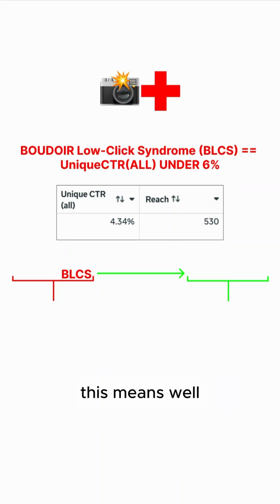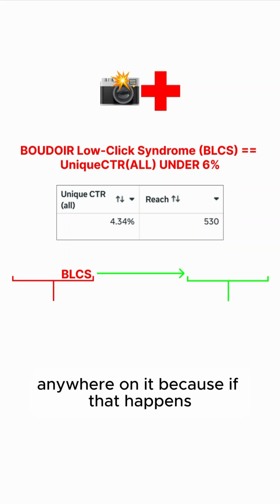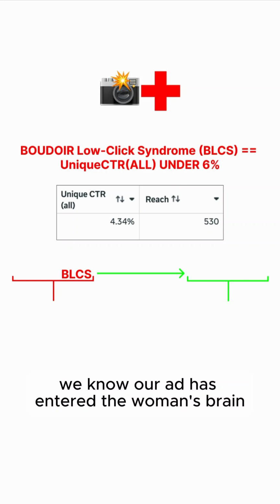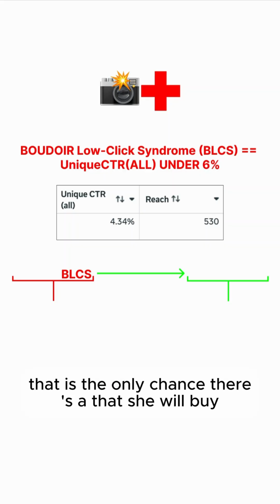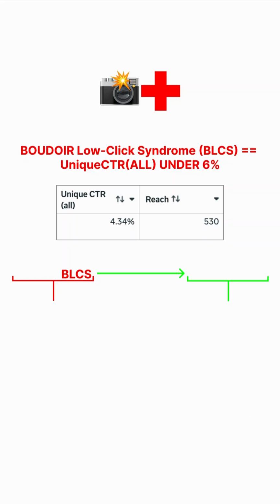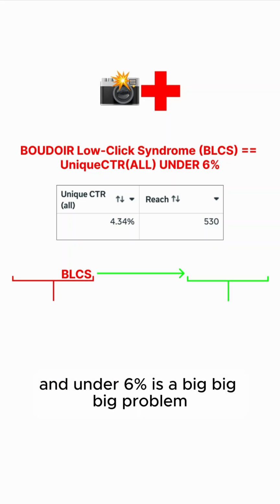This means we care about women clicking somewhere on it, anywhere on it. Because if that happens, we know our ad has entered the woman's brain, and we care about that because if the ad enters the woman's brain, that is the only chance there's that she will buy. It's the only time her chance of buying becomes non-zero. And under 6% is a big, big, big problem.